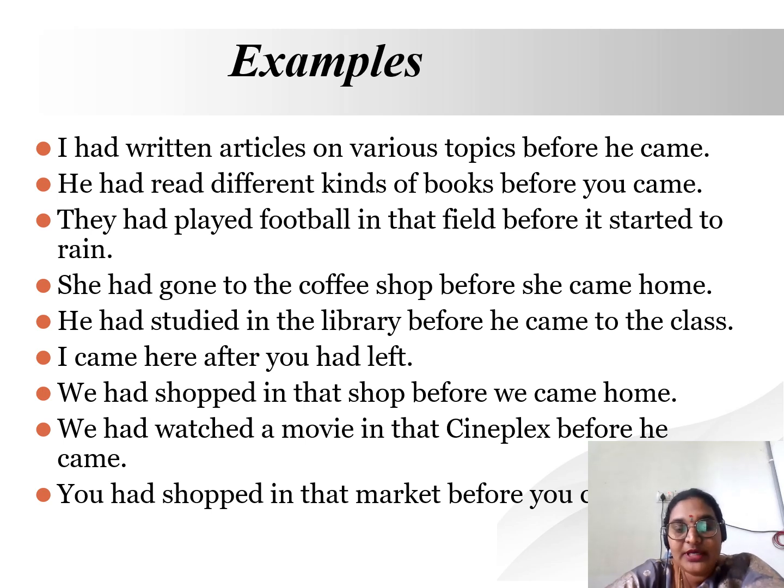We had stopped in that shop before we came home. We had watched a movie in that cineplex before he came. You had stopped in that market before you came. If you observe all these sentences, you can understand how to use these sentence structures whenever you are trying to express two actions which were done in the past, where one action happened after the other. If you want to express this, you can take the help of past perfect tense along with a simple past.